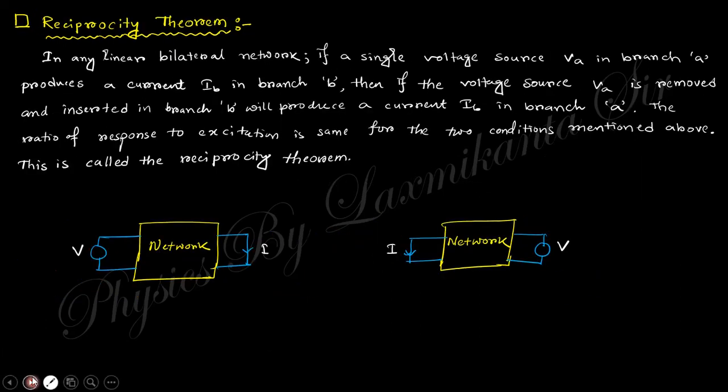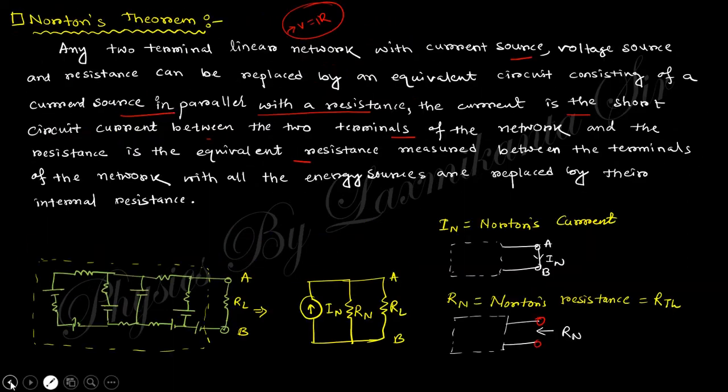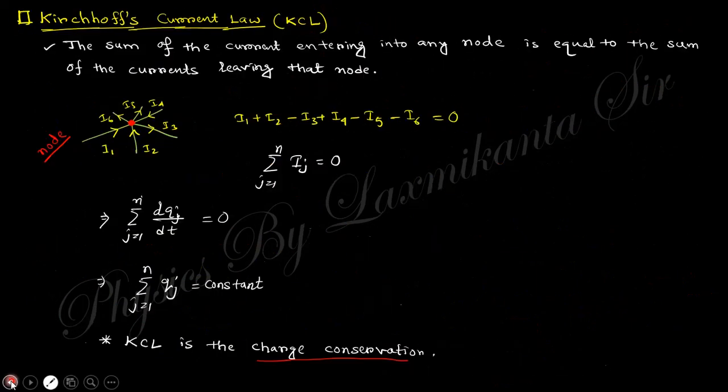Next portion is the reciprocity theorem. The reciprocity theorem says that in a network, if you give a supply voltage here, you will get the current here. If you interchange these two, and supply the voltage there, then the current will be the same as what we obtained. This is called the reciprocity theorem. It states that in any linear bilateral network, you know about bilateral and unilateral; at the very beginning we started with bilateral and unilateral.